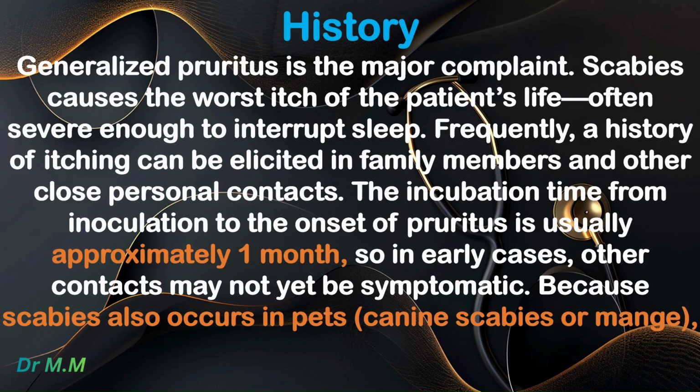History. Generalized pruritus is the major complaint. Scabies causes the worst itch of the patient's life, often severe enough to interrupt sleep. Frequently, a history of itching can be elicited in family members and other close personal contacts. The incubation time from inoculation to the onset of pruritus is usually approximately 1 month, so in early cases, other contacts may not yet be symptomatic.